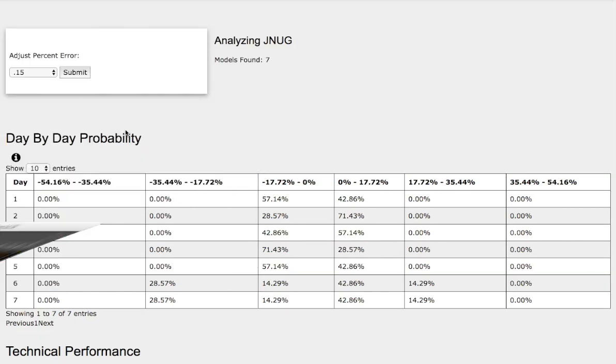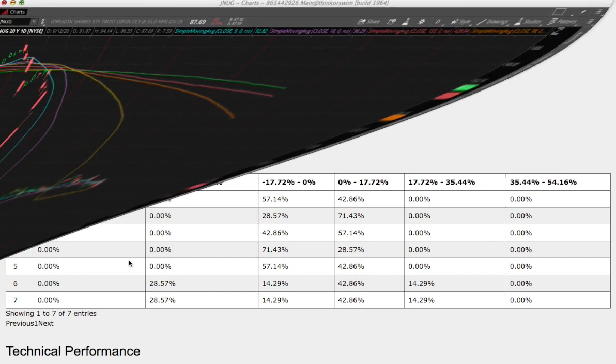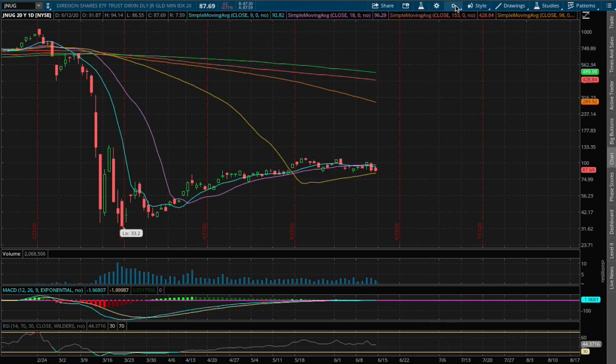In this video, we'll be using the day-by-day probability model as our support and resistance gauges, and these models are based on past trends, similar to the current trend, but not identical, so do keep that in mind. So let's start off with the technical analysis for JNUG.